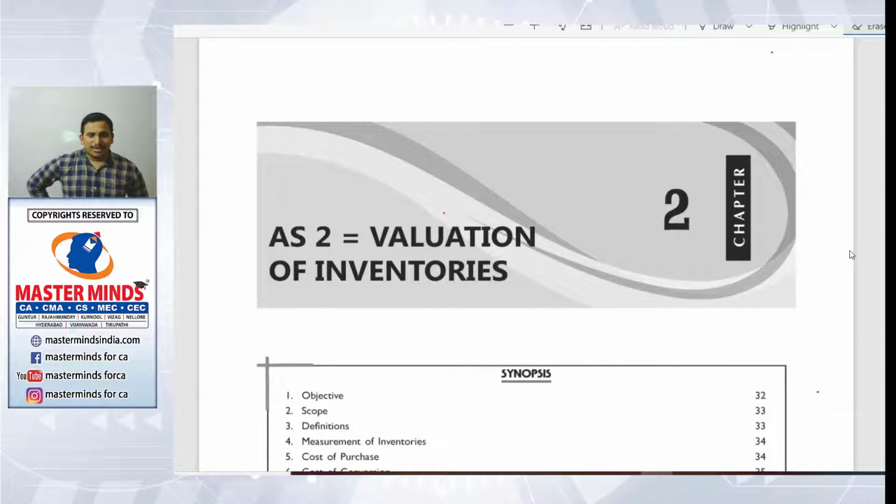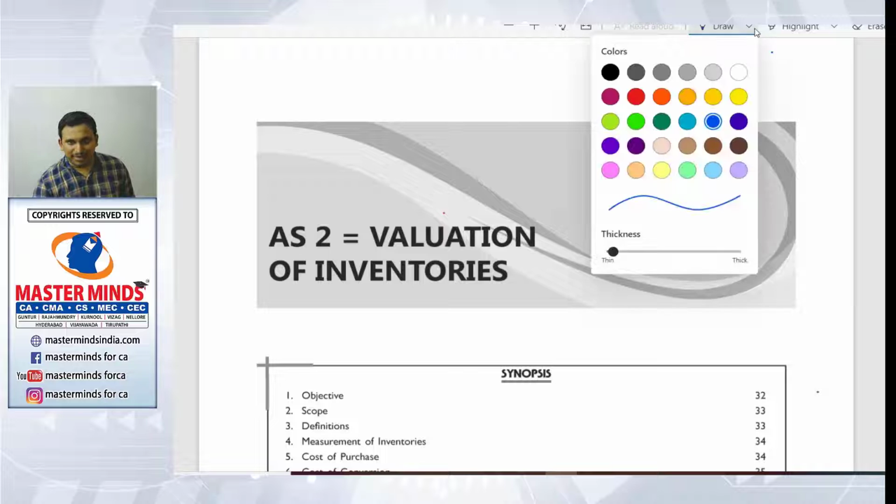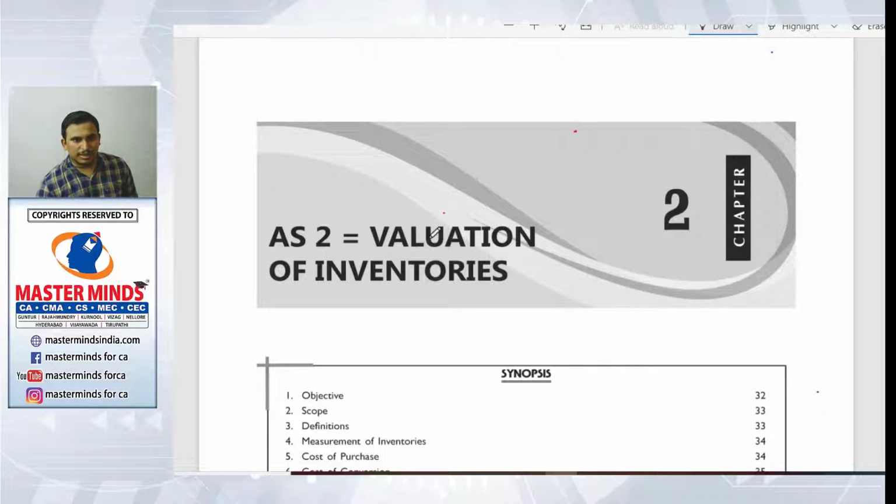Now, today, let us go to another standard, AS2. What is that? Everybody has to observe AS2. Once clearly observe the name of the standard. Always the name of the standard is very, very important. So, make it clear. What is the name of the standard? Valuation of inventories. It's not just inventories. It is valuation of inventories.